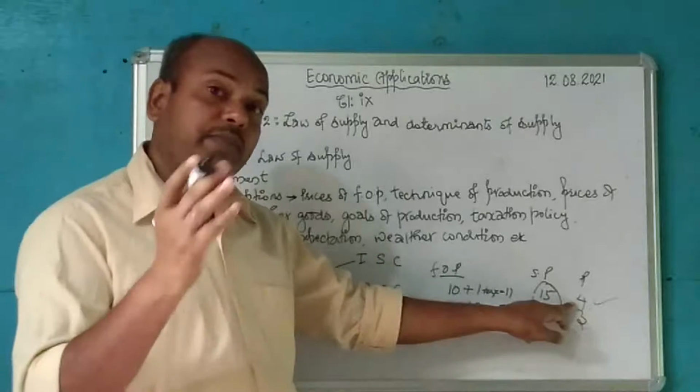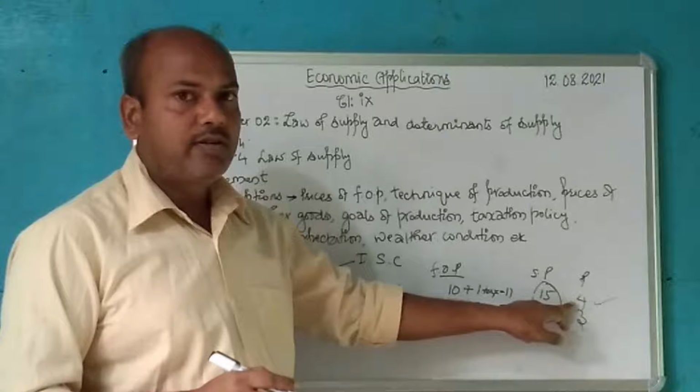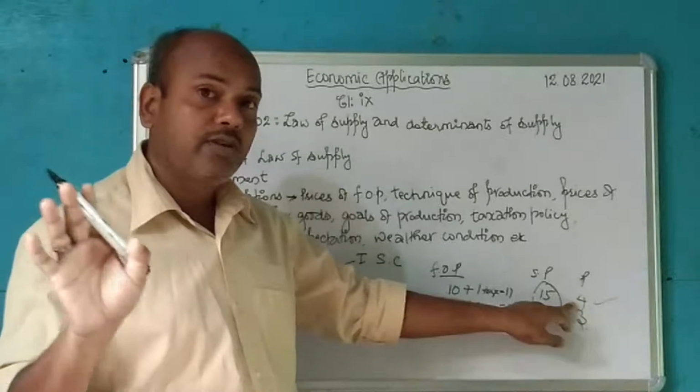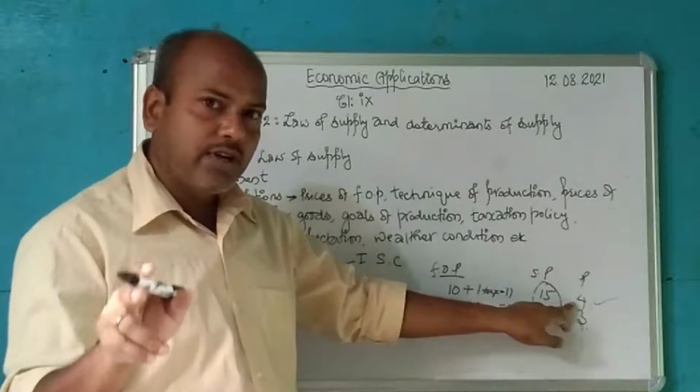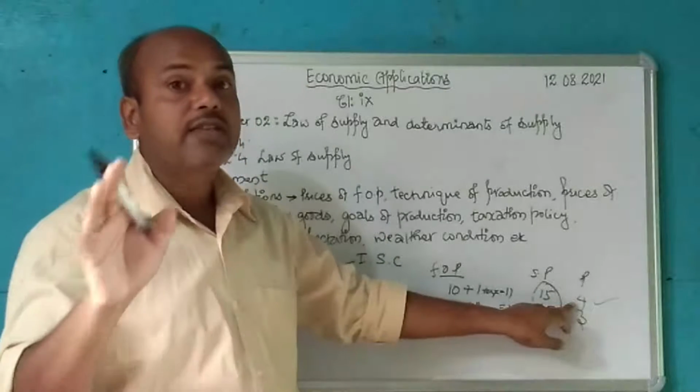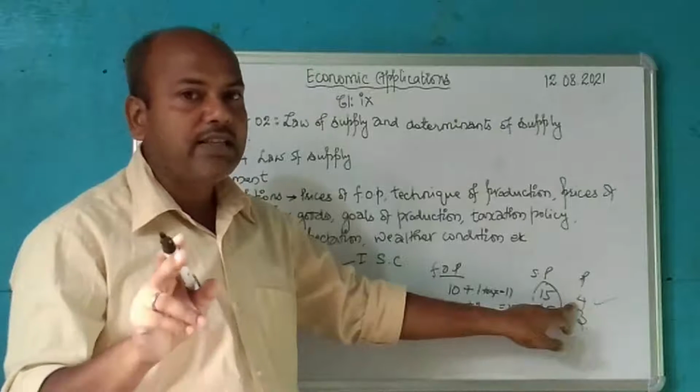But if you are expecting the price to rise in future, then he will produce and not offer for sale. He will store. What are you doing? You are storing. Not offering for sale means what? You are stopping the supply. Supply is decreasing. Why is supply decreasing?